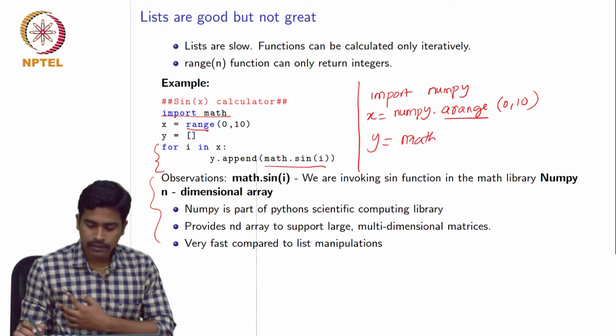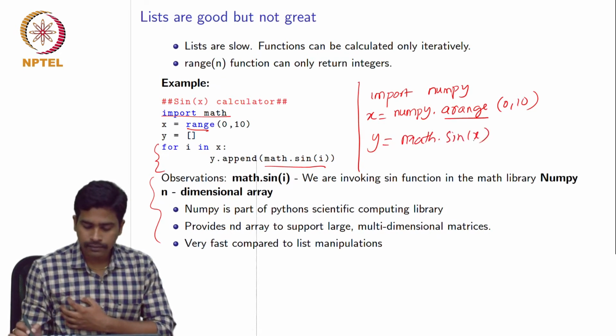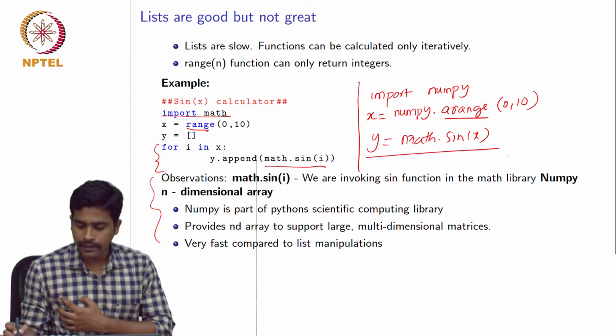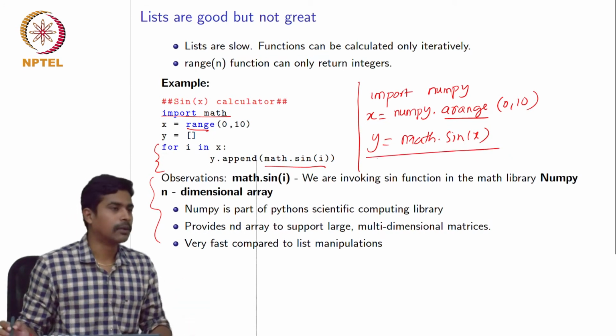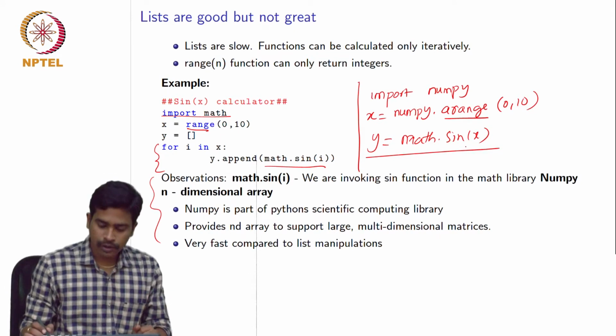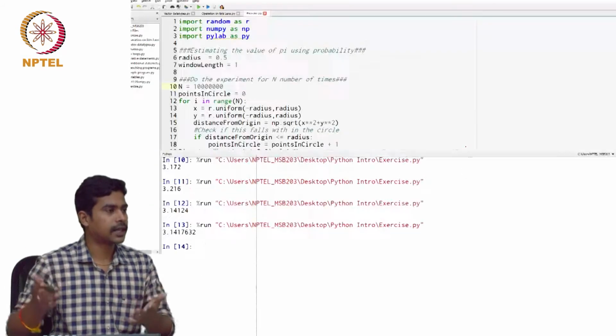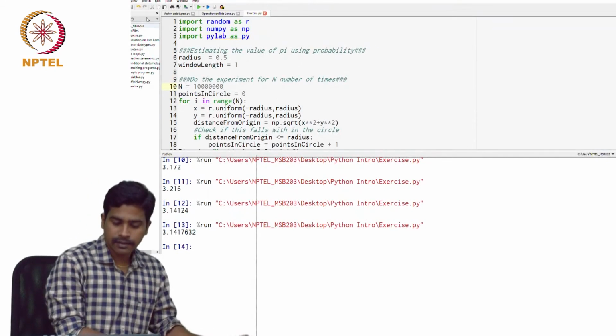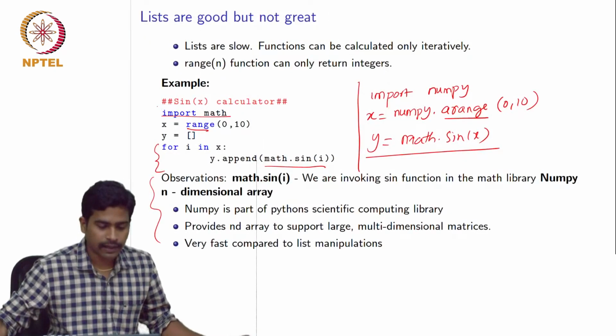y equals numpy.sin of x, that's all. We don't have to write any for loop. The output will be a list of values that has the sinusoid of x. So let's just quickly go into Python and write this program.